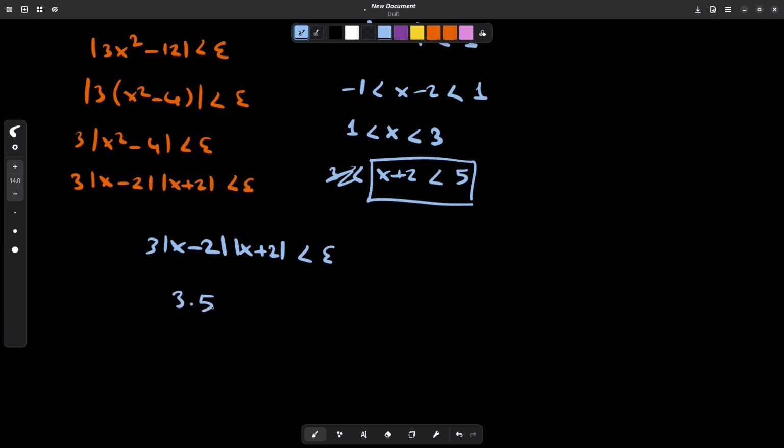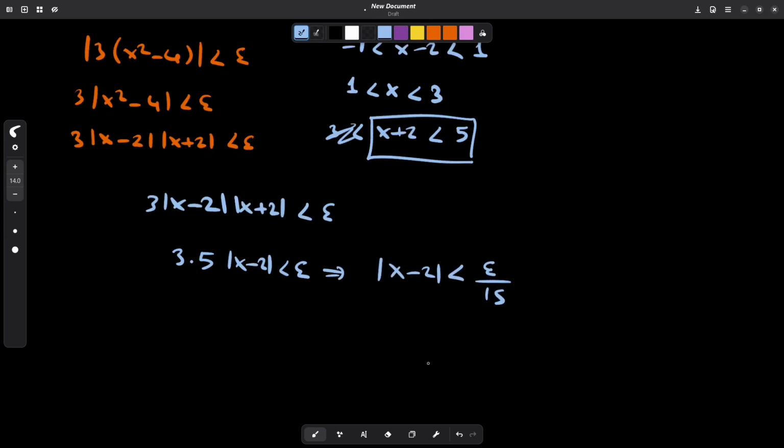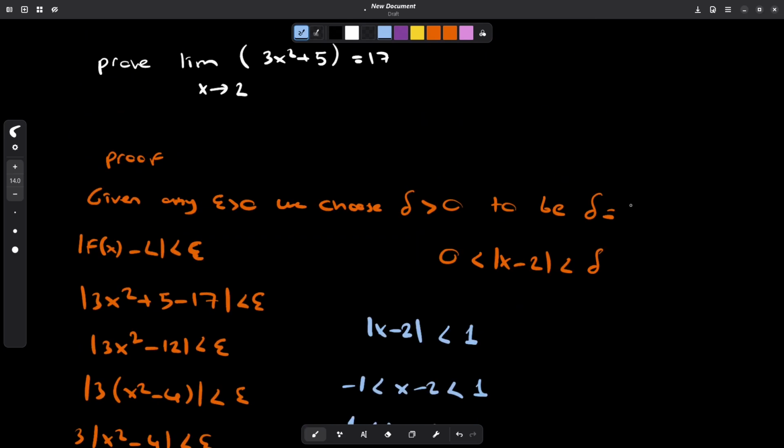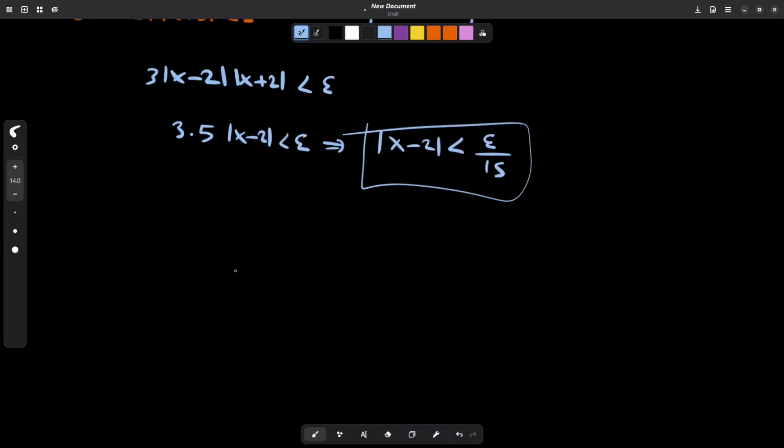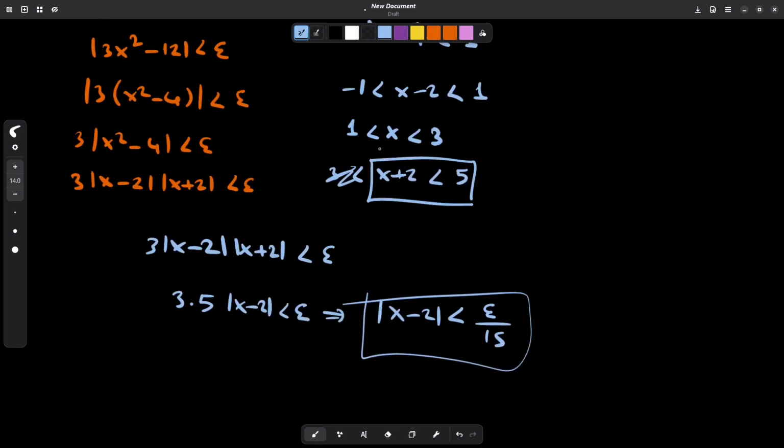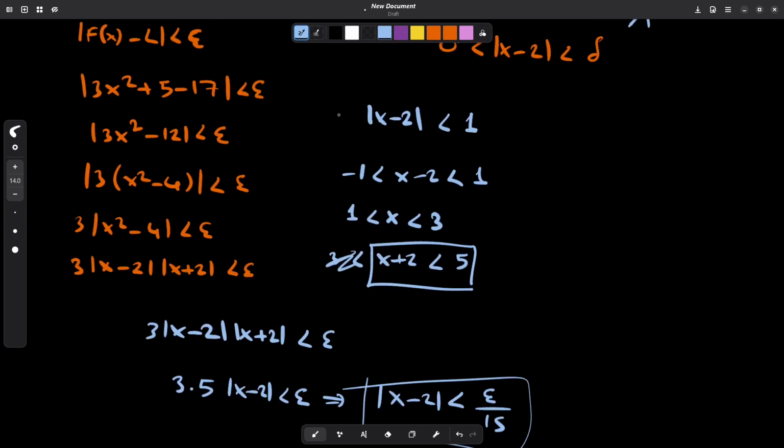So 3 times 5 times the absolute value of x minus 2 is going to be less than epsilon, which is going to tell me the absolute value of x minus 2 is less than epsilon over 15. I found the delta. My delta was epsilon over 15. But this is not correct, of course. Well, this is not wrong, but not fully correct as well, because we said the absolute value of x minus 2 is less than 1 here.